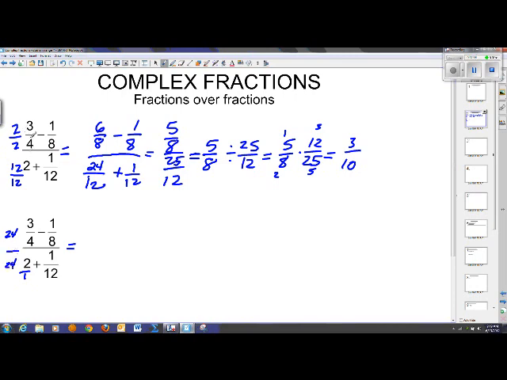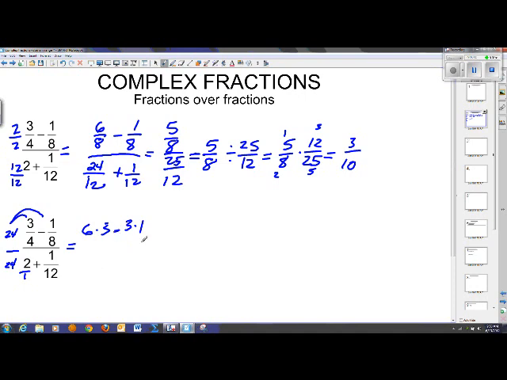So notice the difference. In this problem up top, I worked just with the numerator, just with the denominator. Now I'm working with the entire numerator and the entire denominator. So I'm going to distribute that 24 to each term and watch what happens. The 24 and the 4 reduce to a 6, so that's 6 times 3. The 24 and the 8 reduce to a 3, so that's 3 times 1. And this is a subtraction, so I put my subtraction right here.